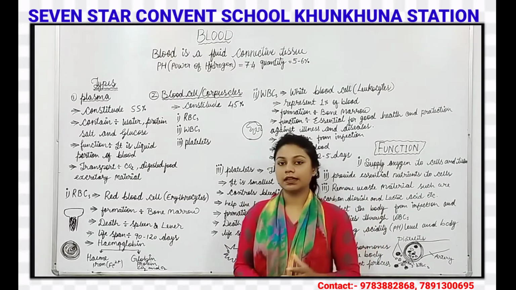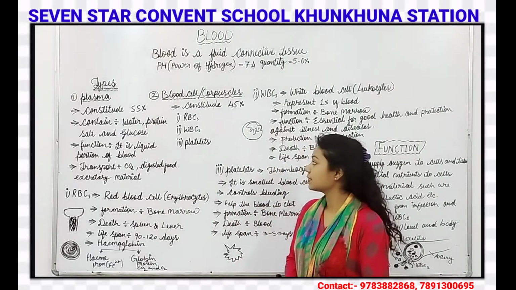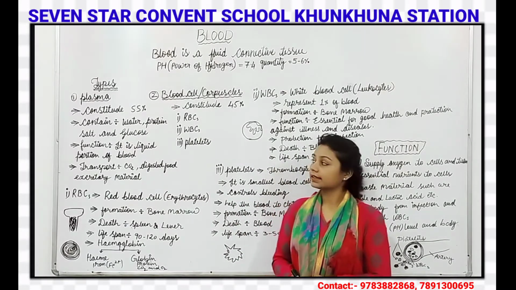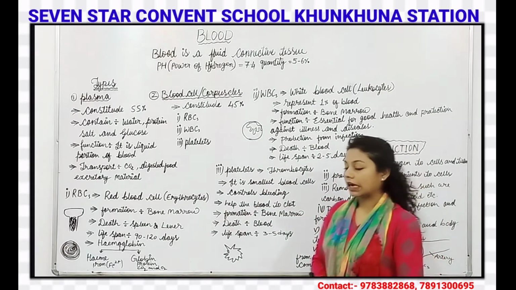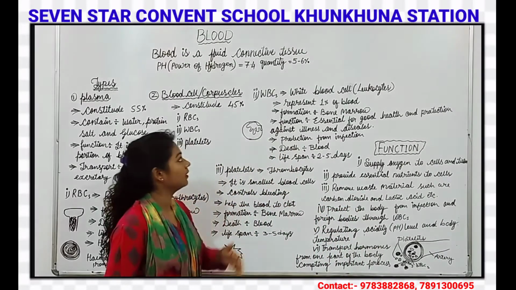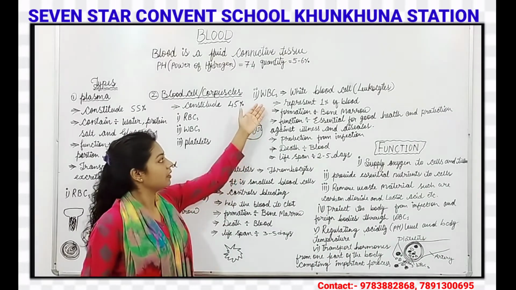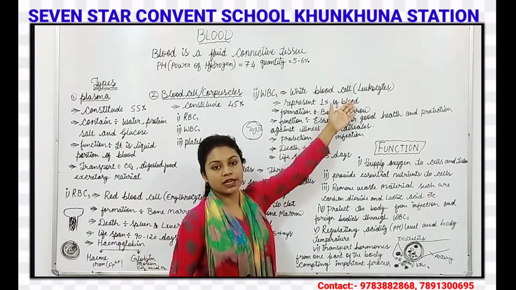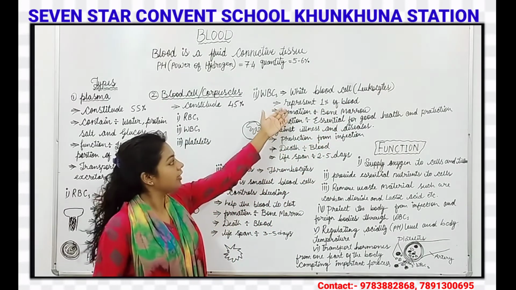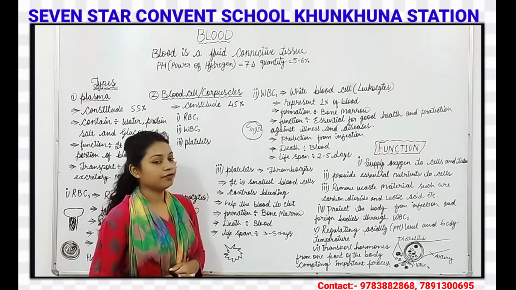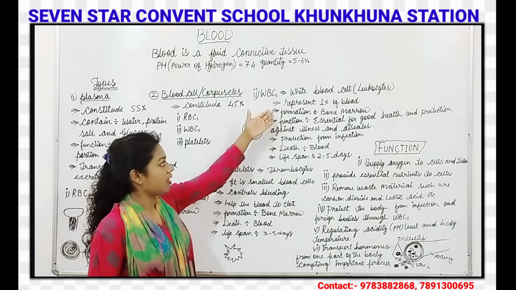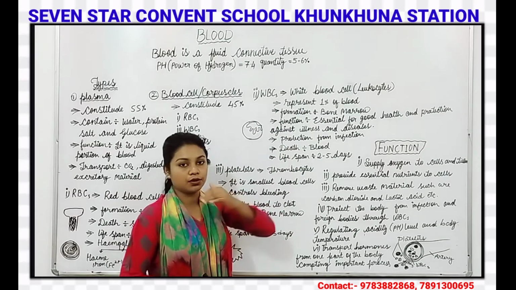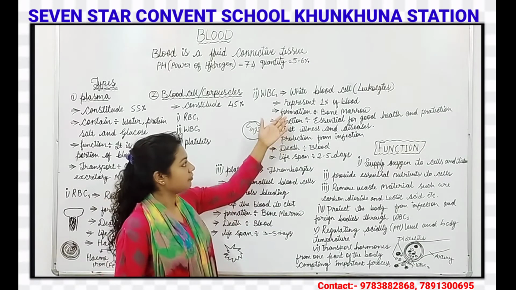So this was about the red blood cells which we have discussed. Next we will discuss the WBC, that is white blood cells. Its scientific name is leukocytes. It represents 1% of blood only.